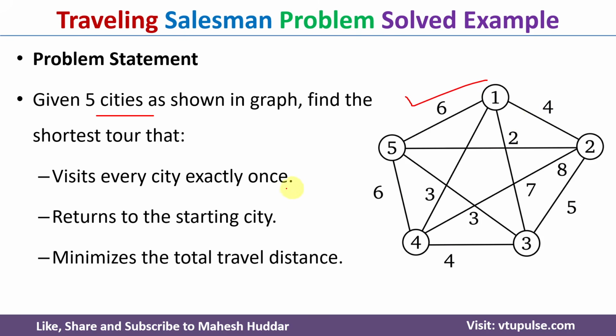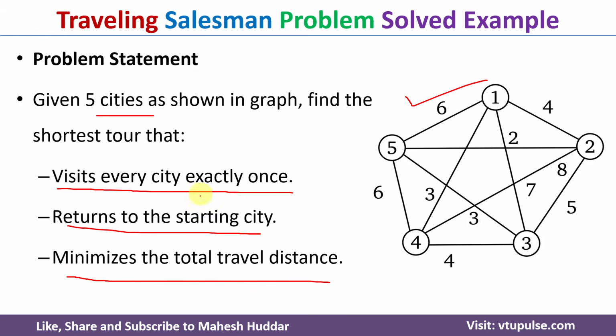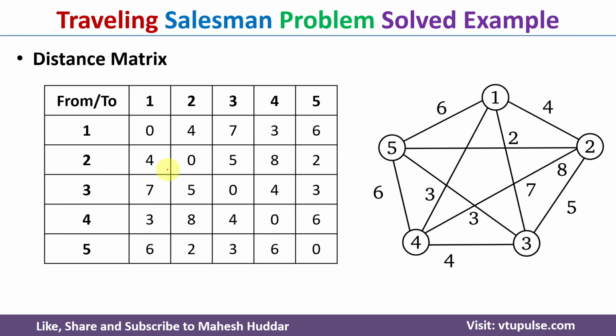Our objective is to find the route that visits every city exactly once, returns back to the starting city, and has the minimum possible travel distance. This is a classical optimization problem known as the traveling salesman problem, or simply TSP. Instead of checking all the possible routes one by one, we will use a genetic algorithm to intelligently search for a better solution. This table shows the distance matrix.